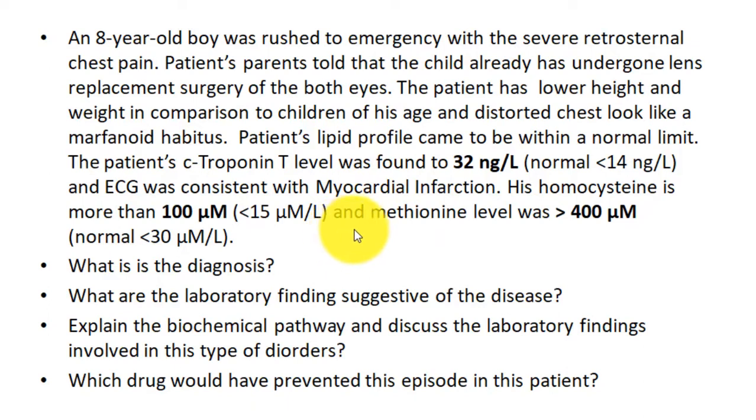This case is a case of classical homocystinuria, the most prevalent and most common type of homocystinuria. There are other types of homocystinuria. We will talk about the biochemical pathway and laboratory findings of the other types also, and the laboratory findings that are actually used to diagnose classical homocystinuria. Then, what drug would have prevented this episode of this patient? We will talk about the drugs that are used for such patients.